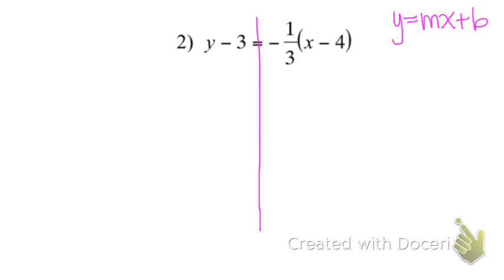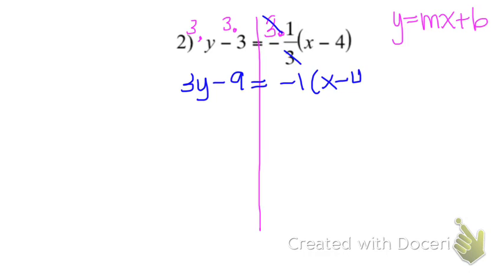rid of the parentheses, or I can get rid of the fraction. There's a couple different ways I can do it. I'm going to show you guys where I get rid of the fraction first and then I distribute next. So to get rid of this fraction, I'm going to multiply by 3 on the right side, and I'm going to multiply by 3 to both terms on the left side. So that will give me 3y minus 9 equals, these 3's essentially cancel each other out, and I get negative 1 times x minus 4.